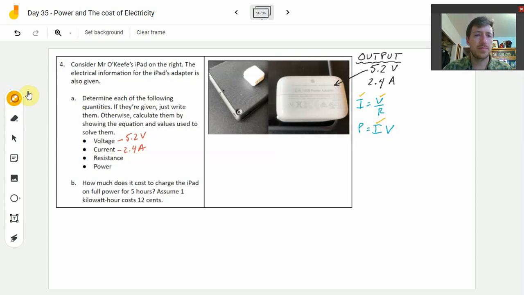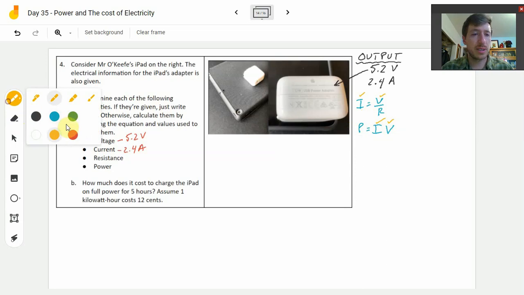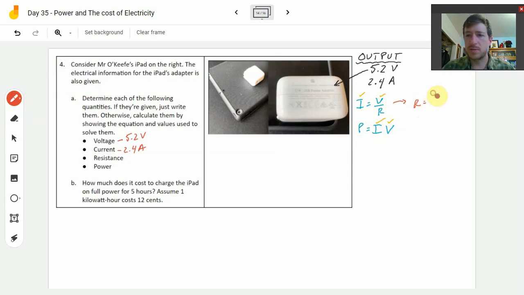And we know that voltage. So this one's just like the last one. We can calculate for the power and we can calculate for the resistance. Let's go ahead and do the resistance first. Rearrange Ohm's law. Resistance is voltage divided by current. So resistance equals 5.2 volts divided by 2.4 amps.